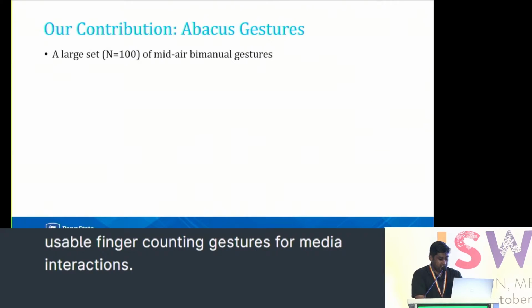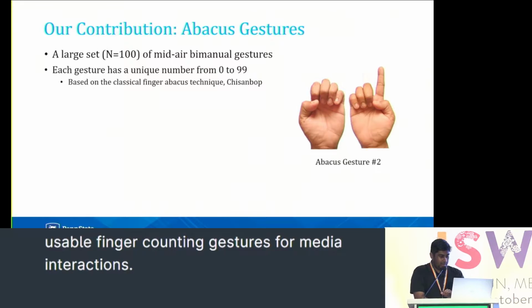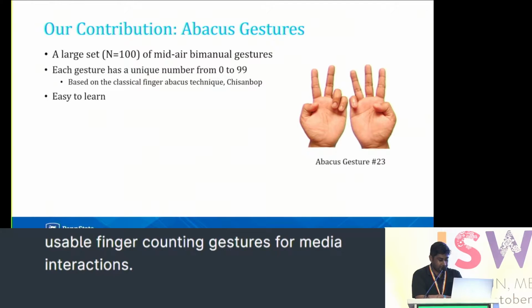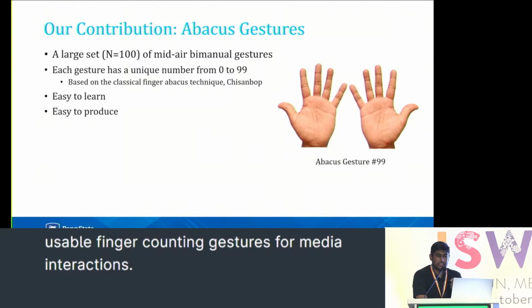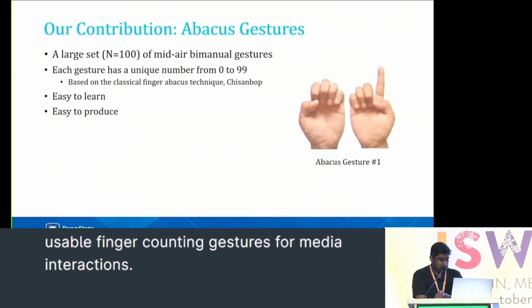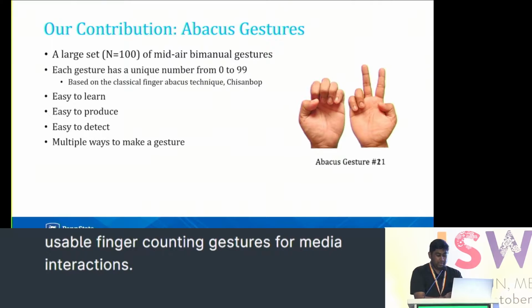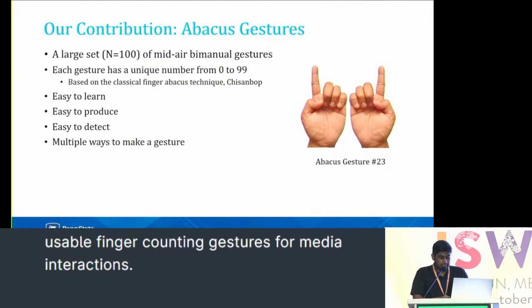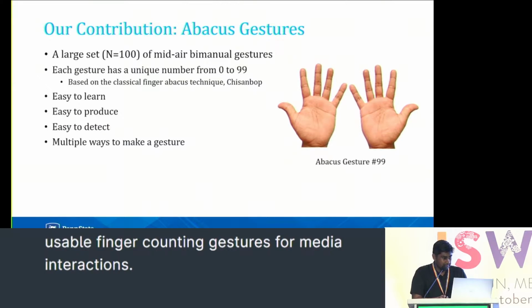These gestures take only 5 minutes to learn. Users can produce the gestures using the chisanbop technique. These are made by opening and closing fingers, so the detection is very easy. Finally, a gesture can be made in multiple ways, so that provides flexibility to the users. I will describe each of them in detail.